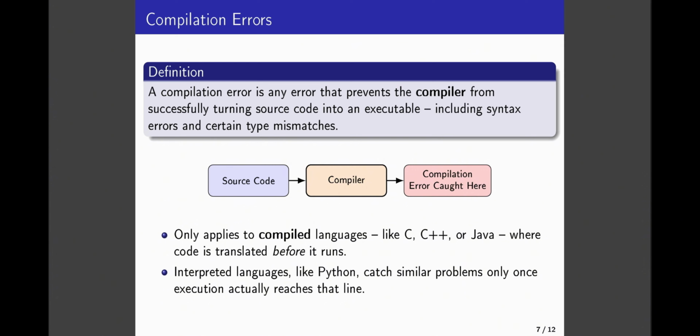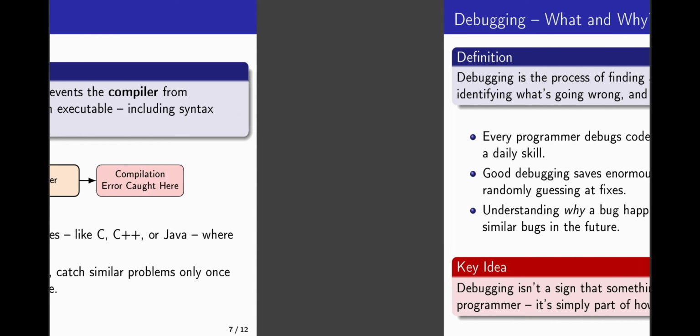Interpreted languages like Python catch similar problems only once execution actually reaches that specific line, not all at once, upfront.